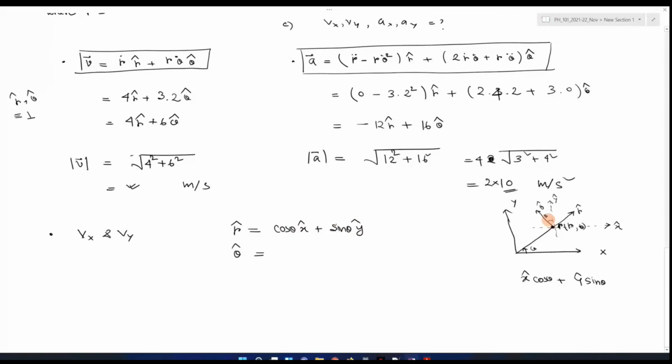Now θ cap, you see, θ cap has the y cap component directly attached to it. So it will be y cap cos θ. Now, if you look at the x component, x cap is like this because this is θ. This will be 90 minus θ, x cap sin θ, but in the opposite direction. So that's why it will be minus. So this is how r cap and θ cap are related to x cap and y cap. Anyone have any confusion here?